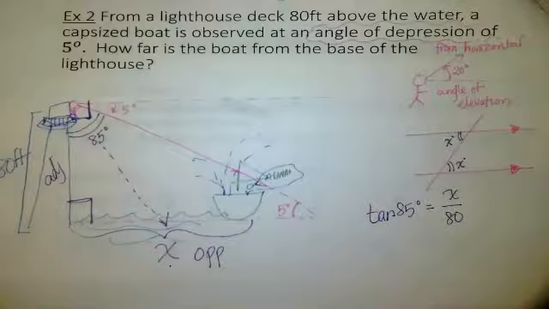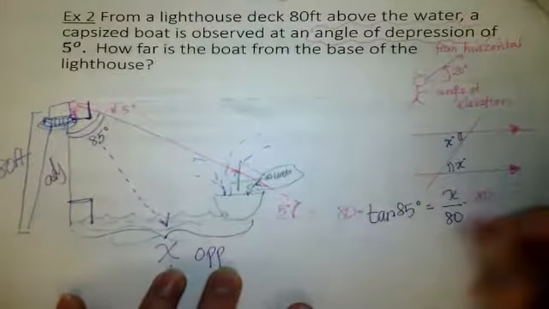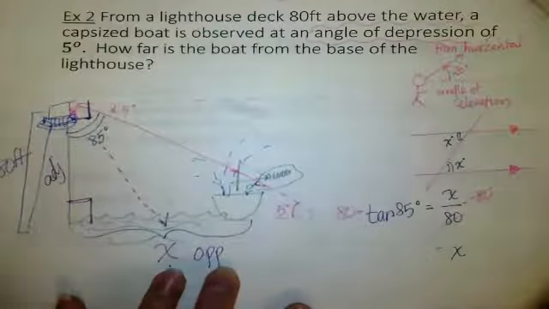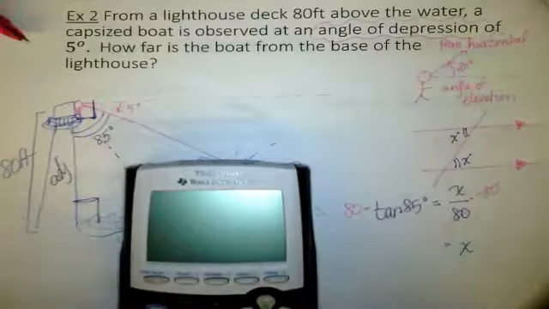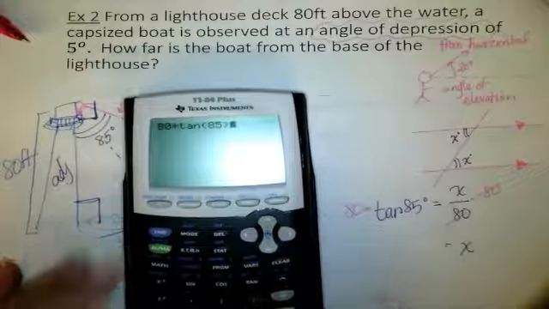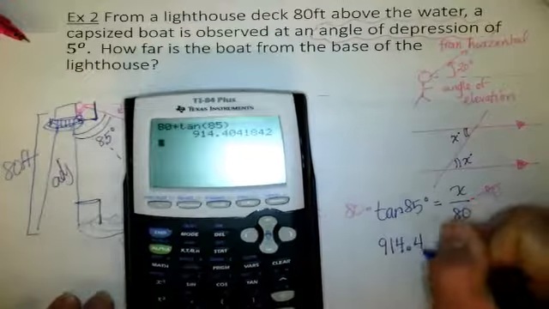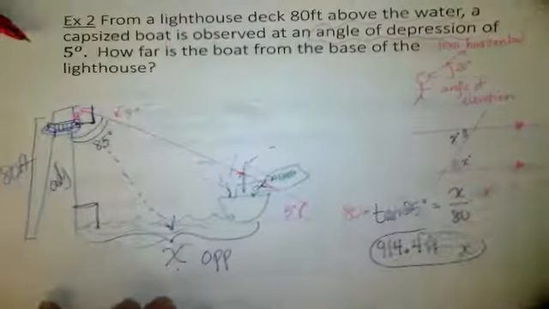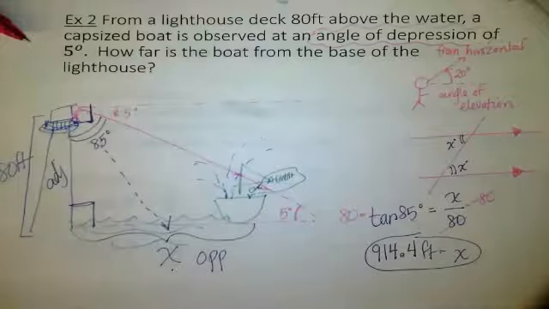Okay. How do you solve for X? Multiply by 80. So we're going to cross multiply by 80. And then in my calculator, I just like to do 80 times the tangent of 85. You'll notice you're not going to do 85 times 80. That doesn't work. The tangent function comes first. So 80 times the tangent of 85. And I get 914.4 units. Feet. Yes. We're 80 feet above the water, so that's 914.4 feet away.